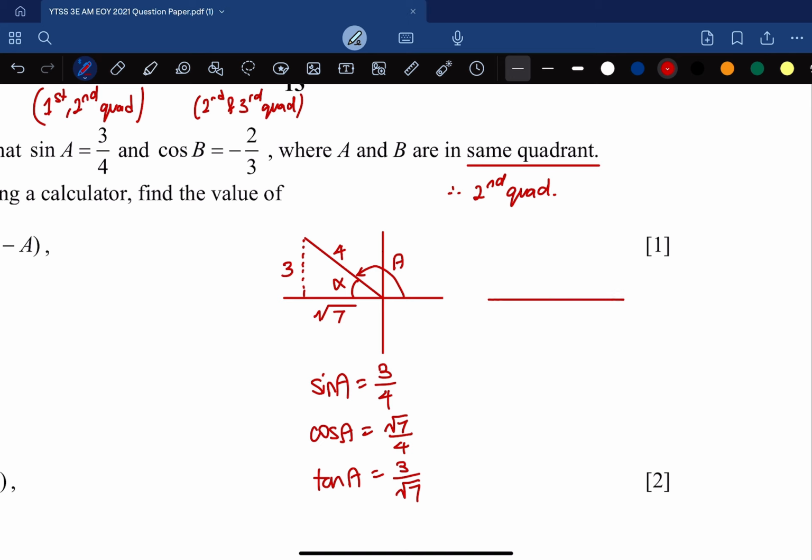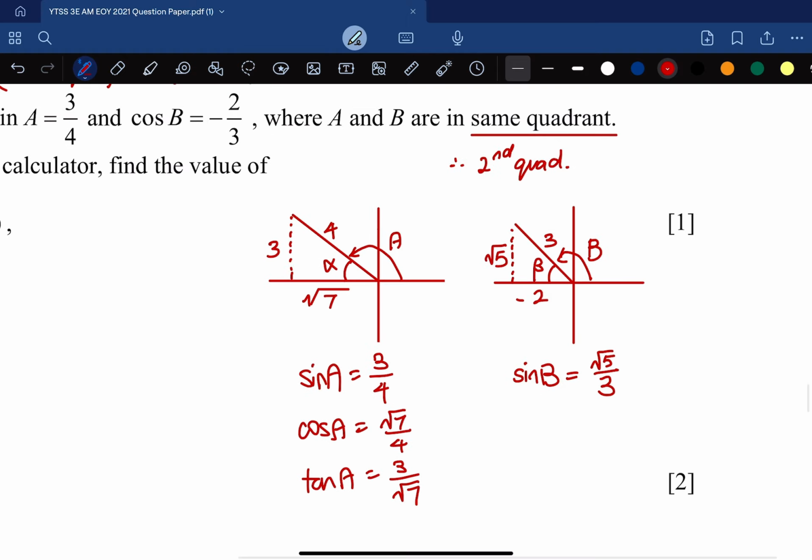I can now do the same thing for angle B. Angle B also lies in the second quadrant. So if I were to sketch this out, cosine B is negative 2 over 3, I can call this beta. This is angle B. So cosine is negative 2 over 3. By Pythagoras theorem, this length is the square root of 3 squared minus negative 2 squared. So this will be 9 minus 4, which will be root 5. So therefore, sine B is equal to root 5 over 3.